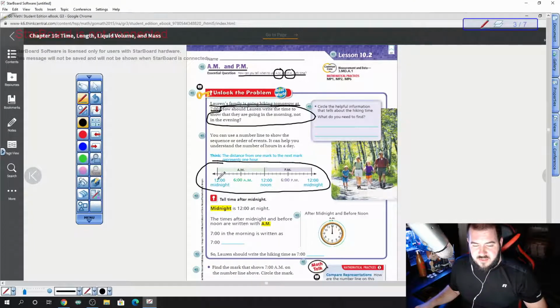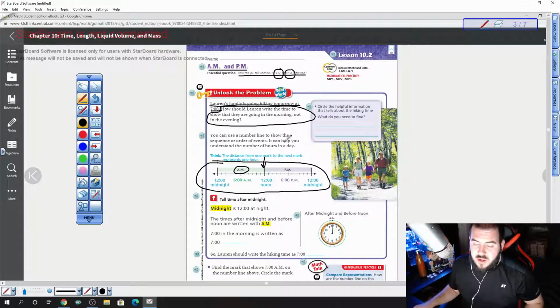And we can see that from midnight to noon, we have our AM hours. Okay, so 1 a.m., 2 a.m., 3 a.m., 4 a.m., 5 a.m., 6 a.m., 7 a.m., 8 a.m., 9 a.m., 10 a.m., 11 a.m. And as soon as we hit 12, this is where it changes from AM to PM, and we have our PM hours in the afternoon. Okay, so how can we tell that she's going in the morning?